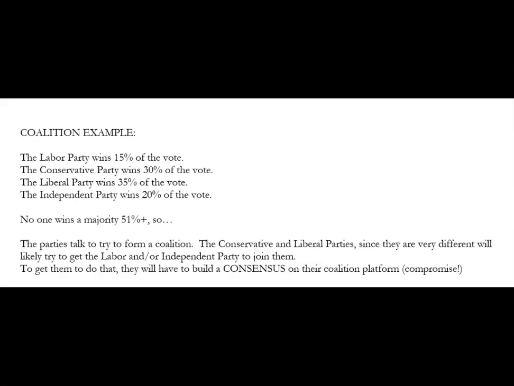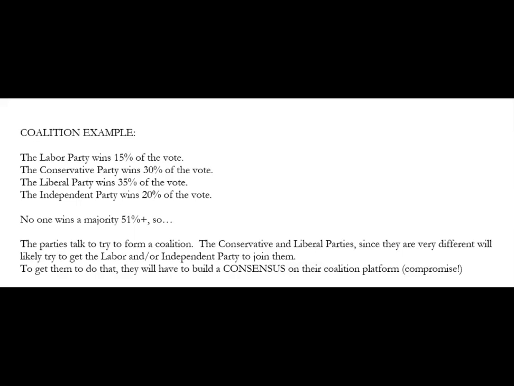So let's say there are 4 major political parties. The Labor Party wins 15% of the vote of an election, while the Conservative Party wins 35%, the Liberals win 35%, and the Independent Party wins 20% of the vote. So obviously no one wins a majority with 51% or more, so what do they have to do? These 4 parties are going to have to start to talk to form a coalition or a compromise.